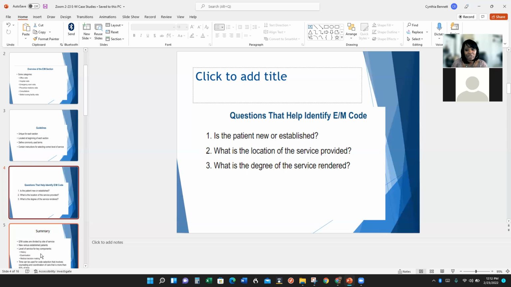The next thing is, where is the location of the patient that they're receiving services? So are they in the hospital? Are they in the office? Are they in the nursing home? So those are things to think about, because that will also guide you to which section of codes to choose from. And then the next thing is, what is the degree of service that that patient received? So just some questions to think about to put you in the right direction.